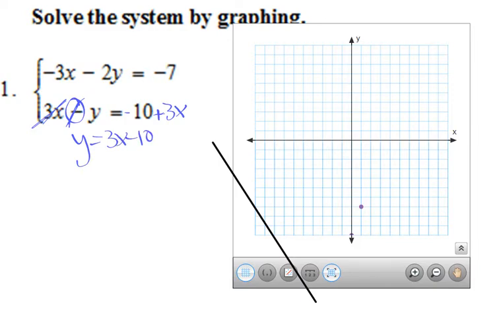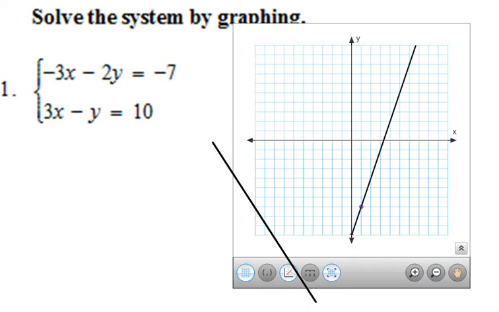So when I graph this, I've got a y-intercept of negative 10, which I've shown right there, and a slope of 3. So from that point, I'm going to rise 3, 1, 2, 3, and run 1, and plot that second point. When I graph the line, I get that.